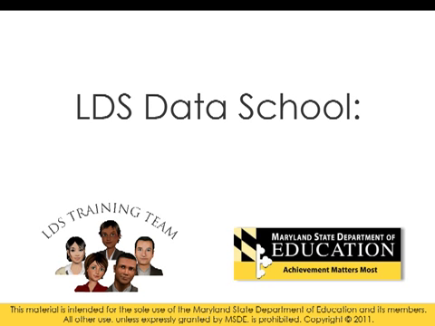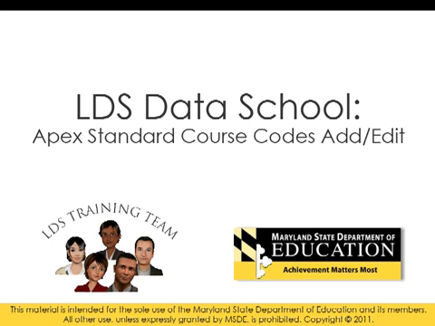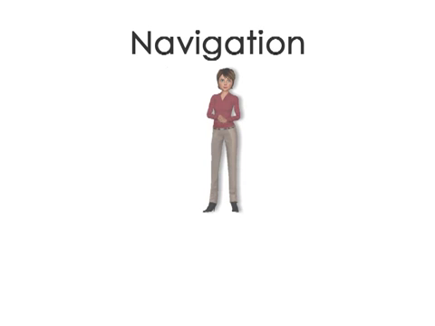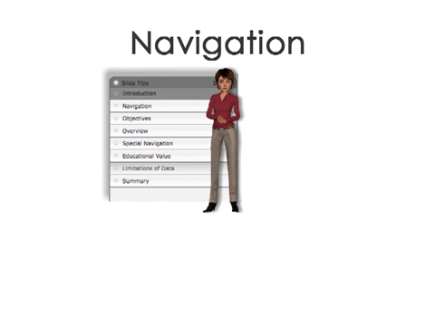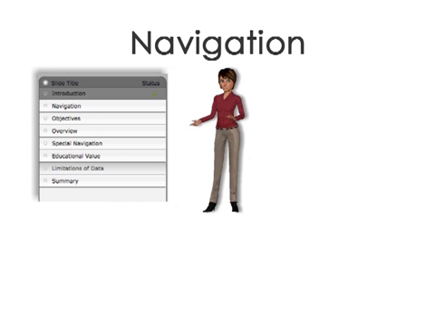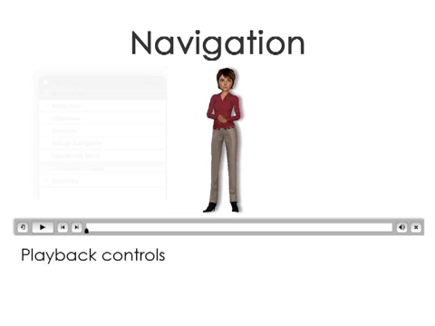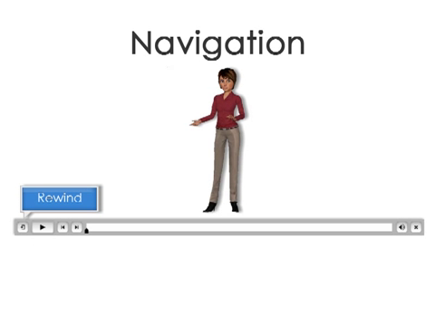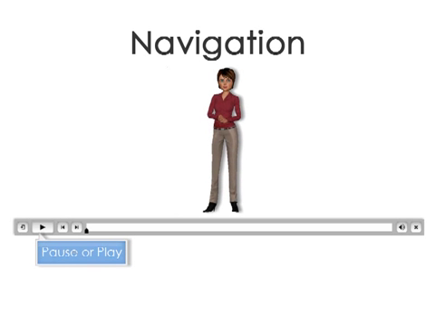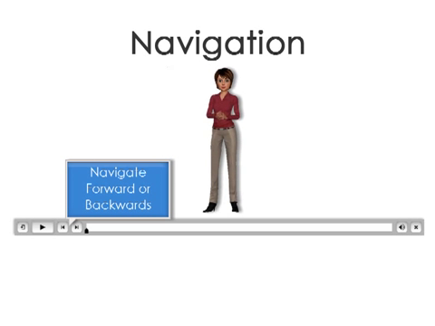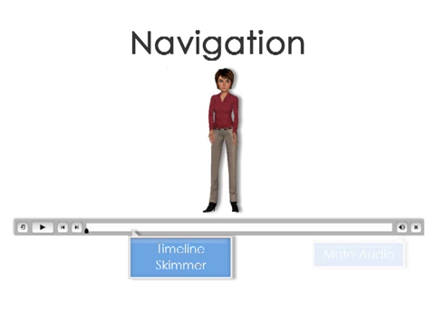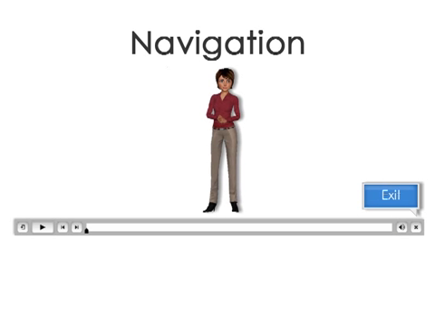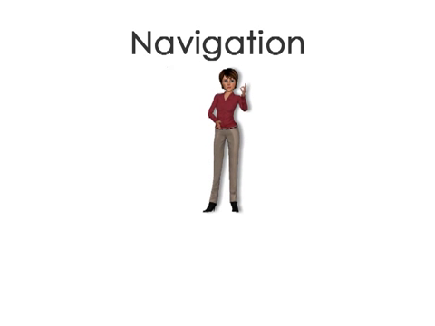At any time, click on Navigation to learn the navigation features of this course. This lesson presents the standard course code add/edit functions. During this lesson, you can navigate using the sections listed in the table of contents. This course also contains playback controls below. Use the controller to rewind to the beginning of a slide, pause or play a slide, navigate forward or backwards in the course, skim through the course timeline, mute and unmute, or exit the course. Now you are ready to take the course.